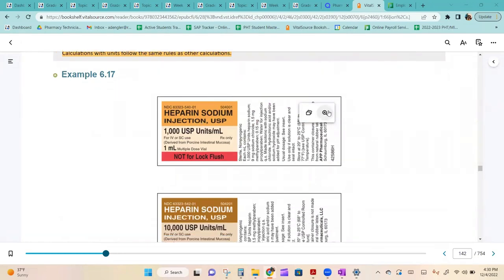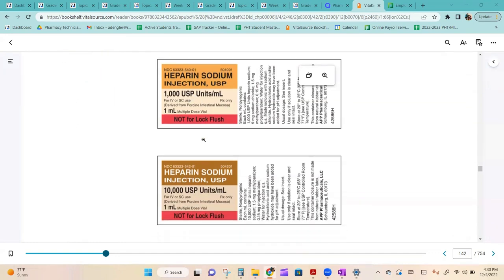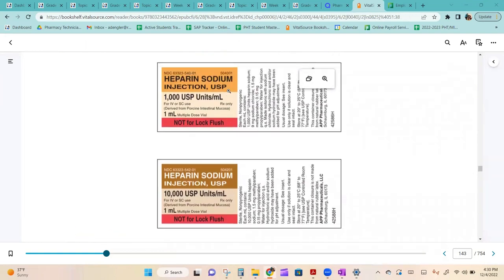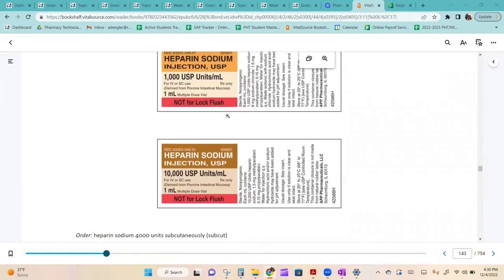We have 2 labels here for heparin sodium. This one here says heparin sodium injection USP, 1,000 USP units per ml. So that means every ml the patient receives, they are getting 1,000 units of heparin. This can be given IV or SC, so IV intravenously, SC subcutaneously. It says here not for lock flush, so this is not for flushing out lines.